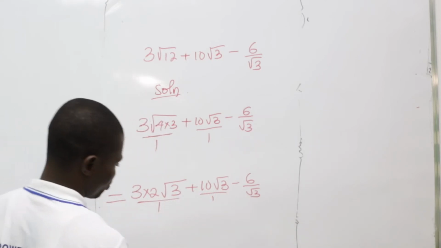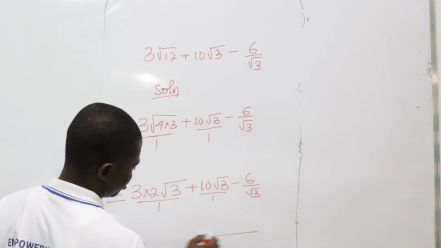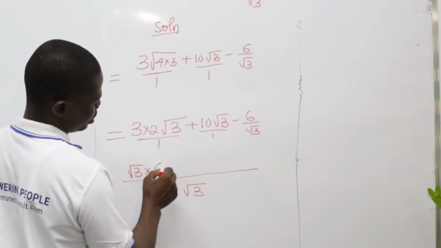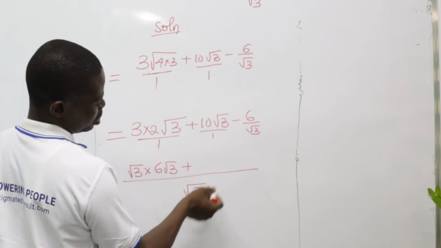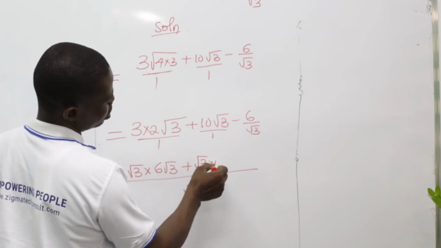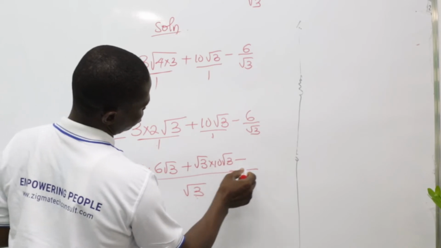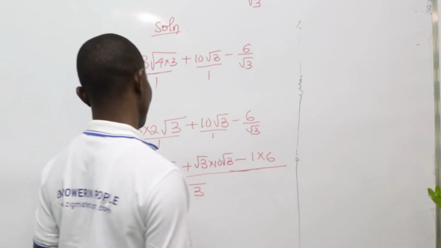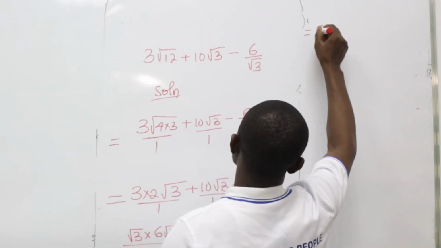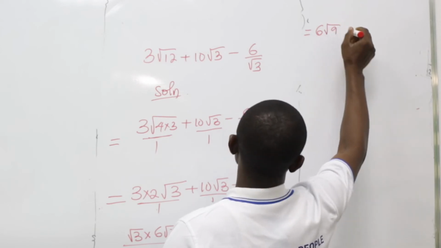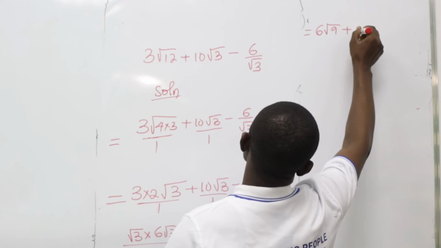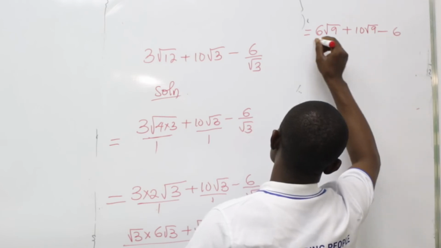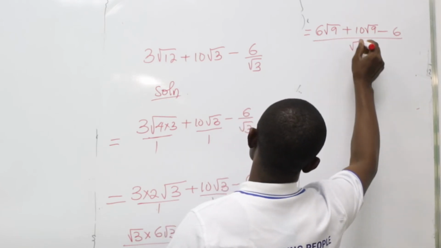Our LCM is what? Root 3. So root 3 divided by 1 will give us root 3, multiplied by 6 root 3, plus root 3 divided by 1, root 3 times 10 root 3, minus root 3 divided by root 3 is 1 times 6. So what do you have? We'll have 6 root 9 plus 10 root 9 minus 6 all over root 3.